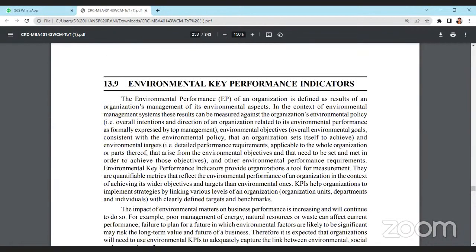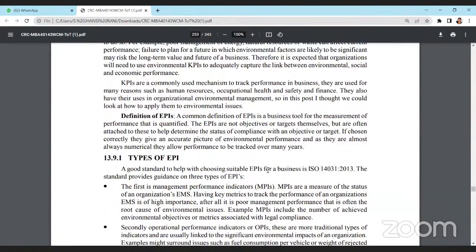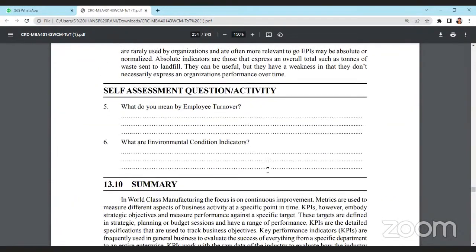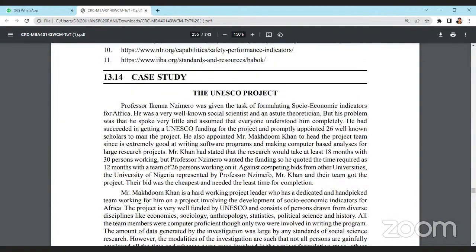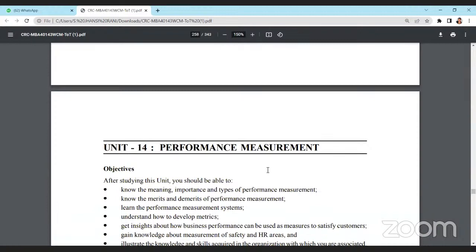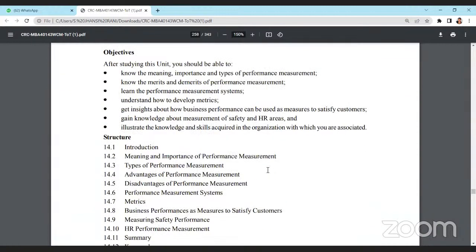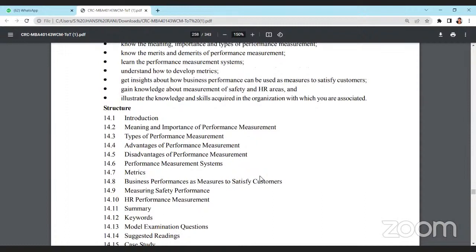Next is environmental key performance indicators. Under this, we have types of environmental key performance indicators. Next, we have Unit 14, and under Unit 14, performance measurement. Under performance measurement, we are going to cover types of performance measurement, advantages, disadvantages, performance measurement systems, and what the metrics are that are used for performance measurement systems. Business performance as measured to satisfy customers, measuring safety performance, HR performance measurement.